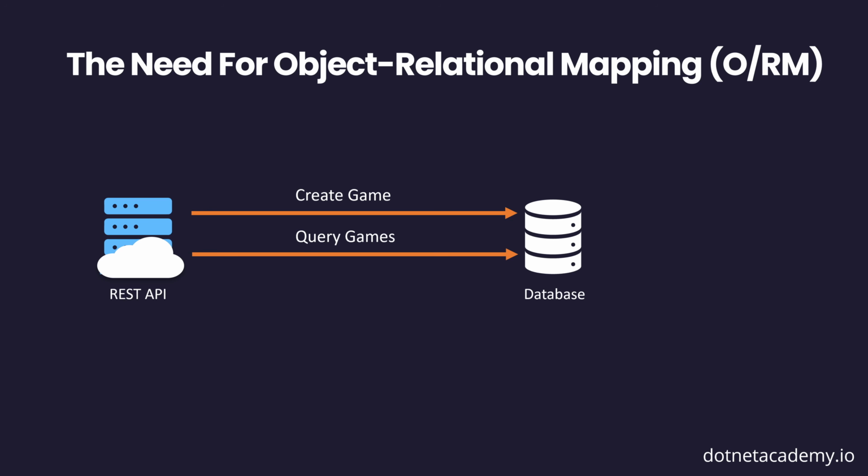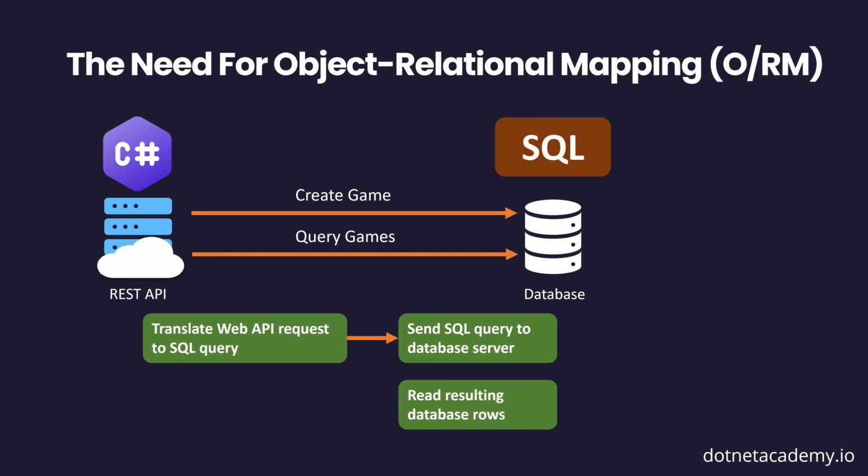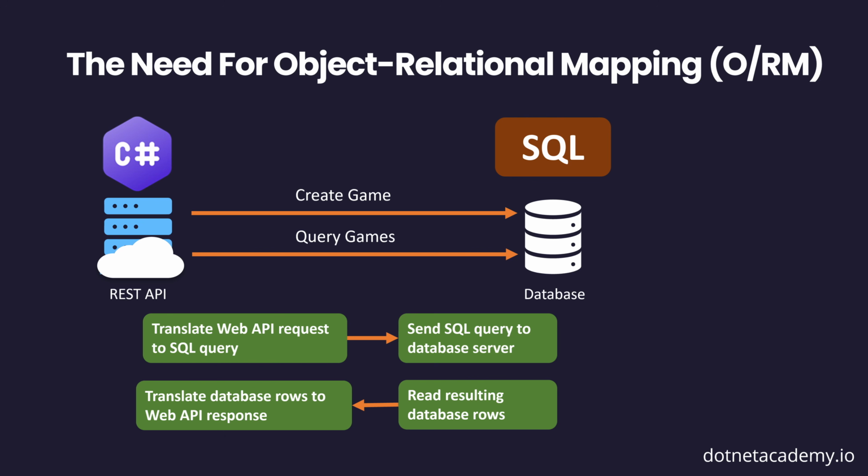The database does not speak the same language as your ASP.NET Core API. Your API is coded in C#, but your relational database server only understands the SQL language. That means that to fulfill the request to retrieve games, your C# code needs to translate the API request into a carefully crafted SQL query, and then send that query to the database server. The database server executes the query, and then your C# code has to read back any resulting rows and translate them into a corresponding API response.